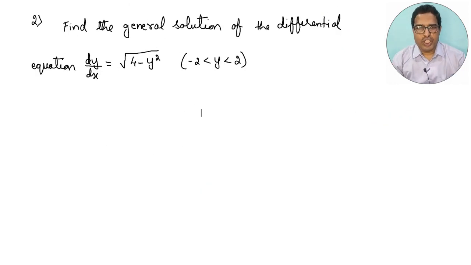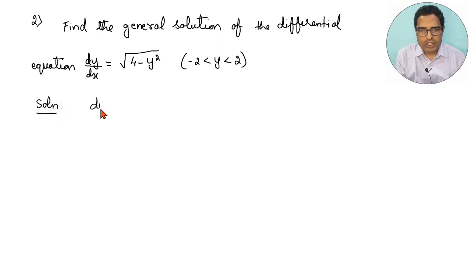The next question is, find the general solution of the differential equation dy by dx is equal to square root of 4 minus y square, where the value of y lies between minus 2 and plus 2.